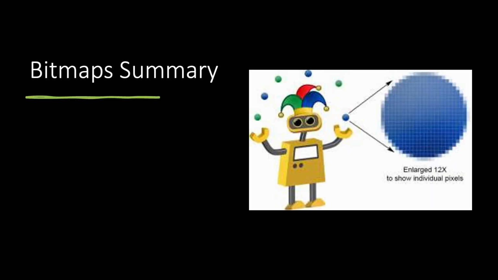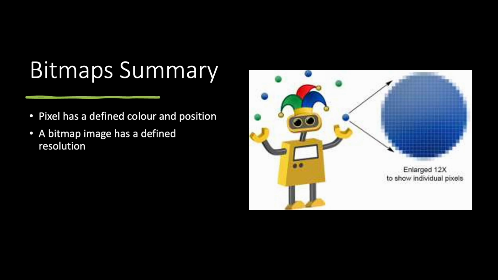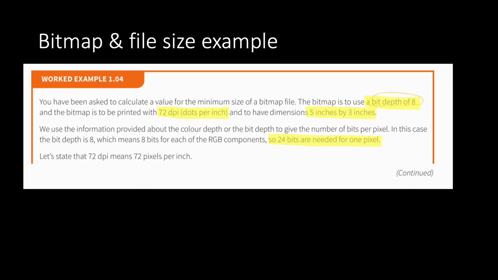Well, let's draw a quick summary about bitmap. A pixel has a defined color and position. A bitmap is made out of pixels, which are the smallest unit within a bitmap file. The bitmap image has a defined resolution, which means how many pixels per row and how many pixels per column. Finally, it can be scaled, but the quality is affected. Like what we've shown earlier in this video, the pixels can be stretched, however, you get blurring.